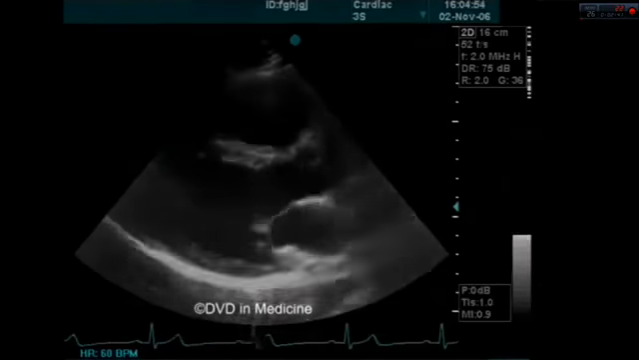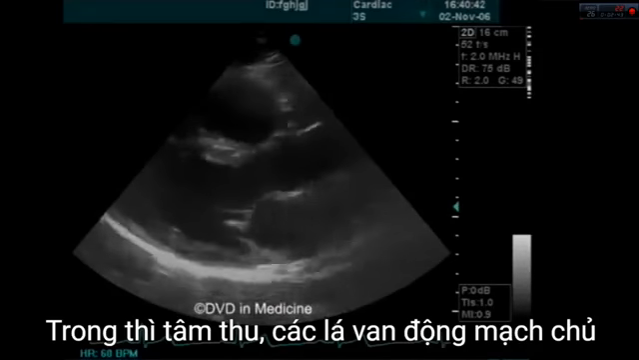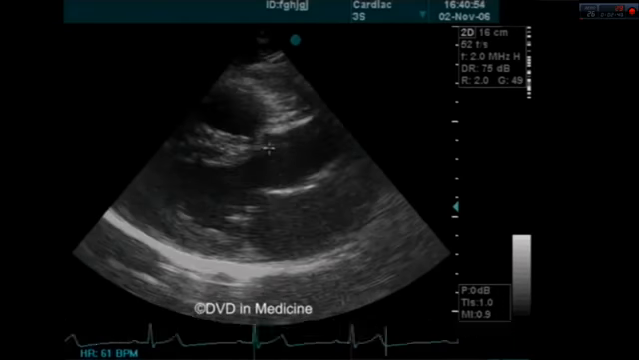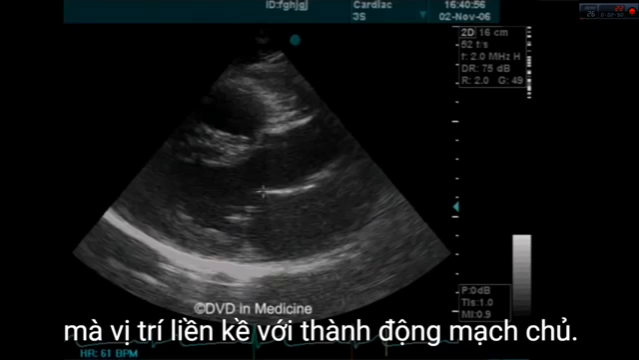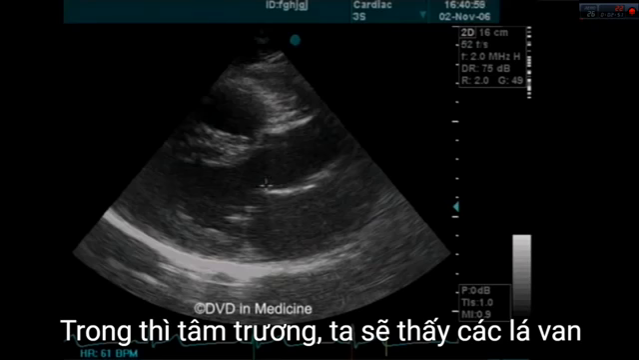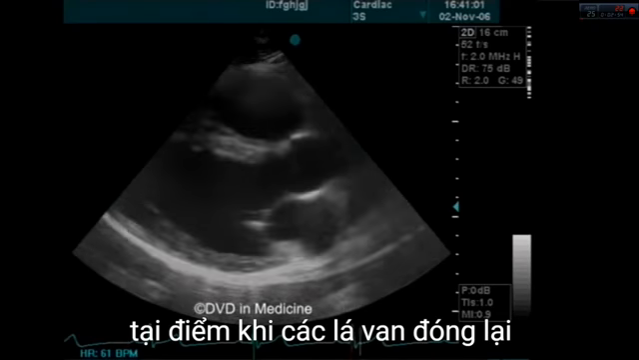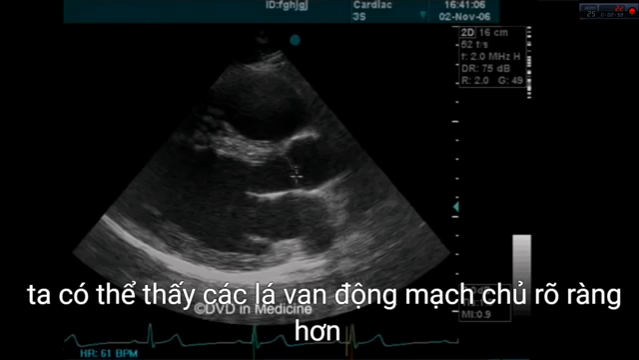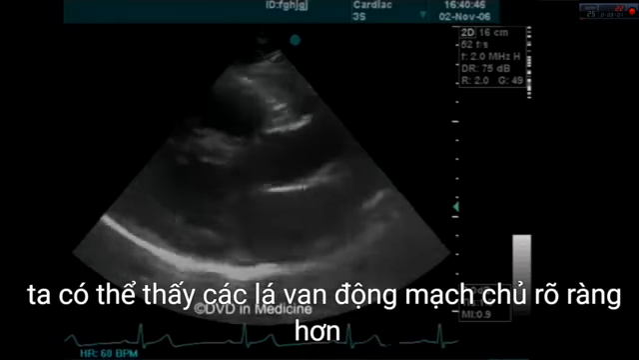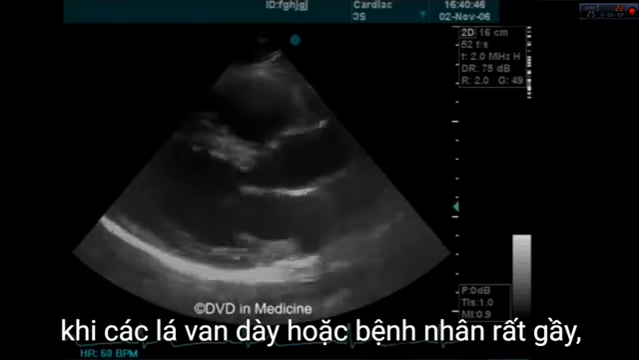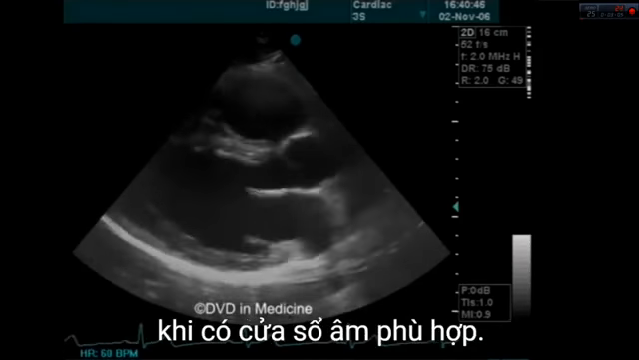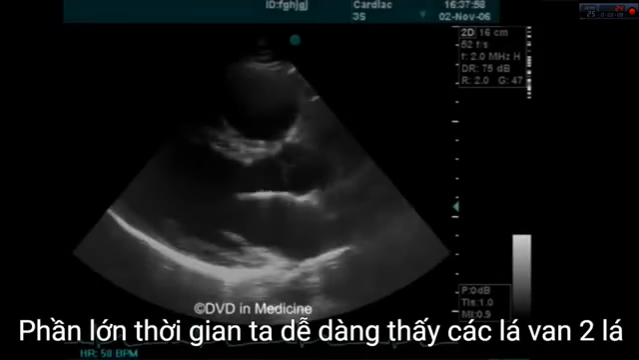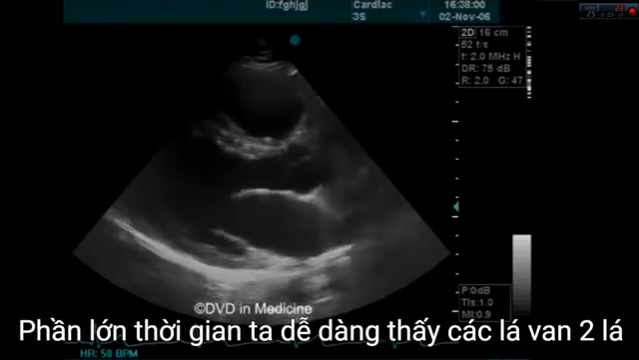are very thin. In systole, the aortic valve leaflets are seen as two parallel short strips which are positioned adjacent to the aortic walls. In diastole, one will see the leaflets at the point where they close, in the center of the aortic root. One can see the aortic valve leaflets more clearly when they are thickened or in a very slim patient when there is a proper acoustic window. Most of the time, one can easily see mitral valve leaflets.